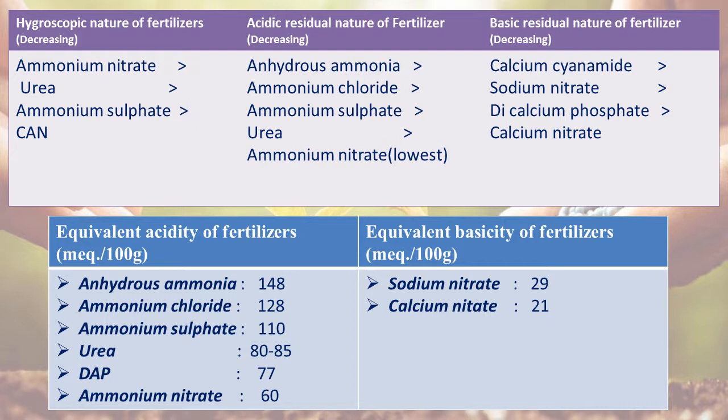Here I have given the order of hygroscopic nature of fertilizers and other nature of fertilizers, that is the decreasing order of fertilizers. Please pause the video and write down the notes. And next is the equivalent acidity and basicity of fertilizers, particularly measured in milli equivalent per 100 gram. And it is most important for competitive exams as well as theory exams.